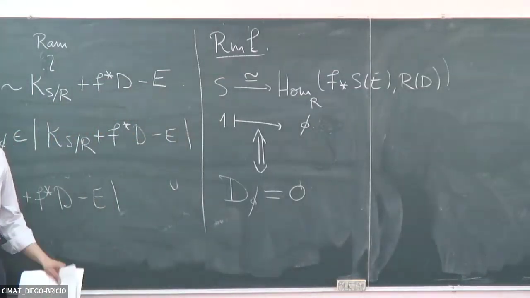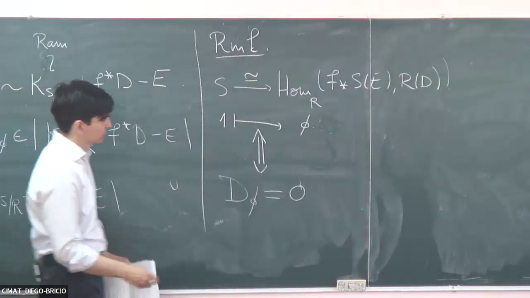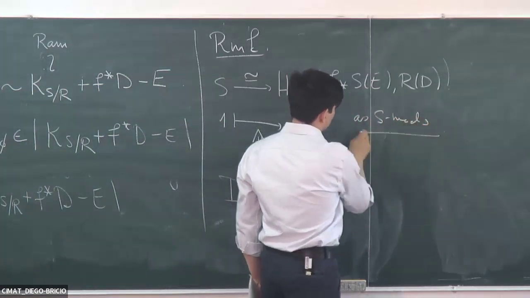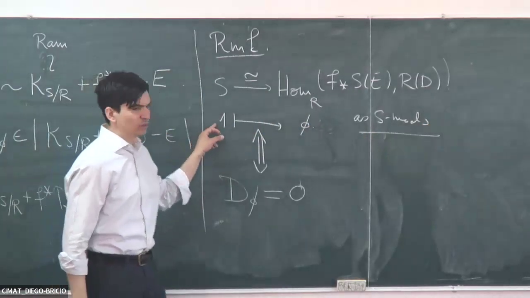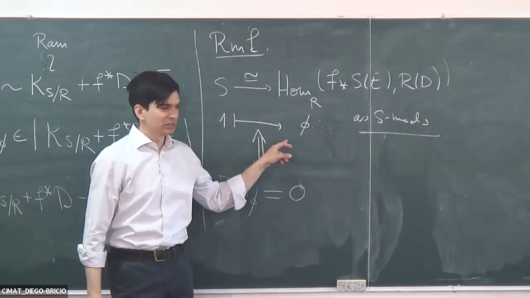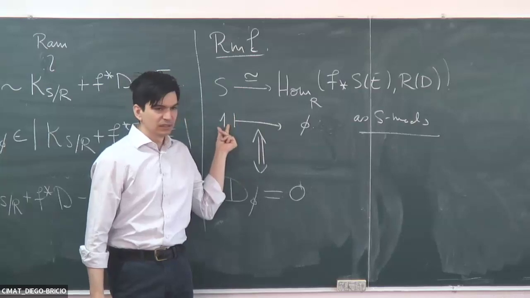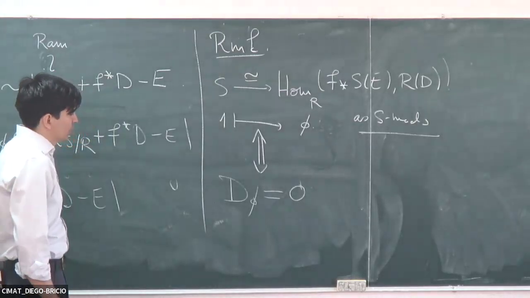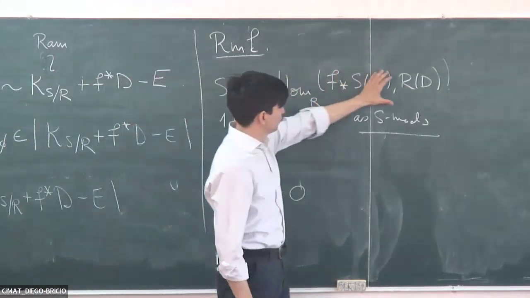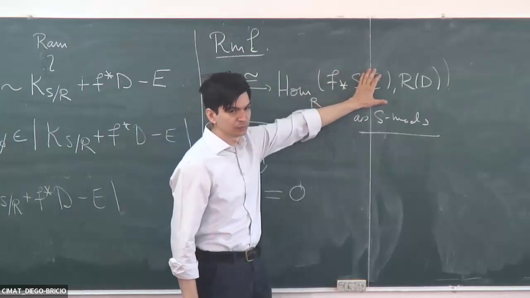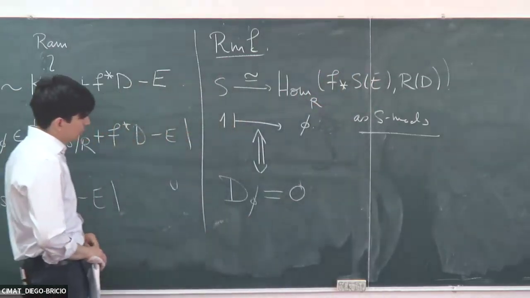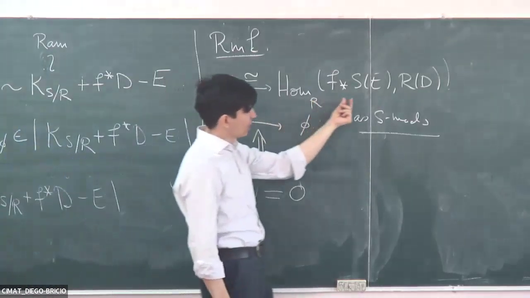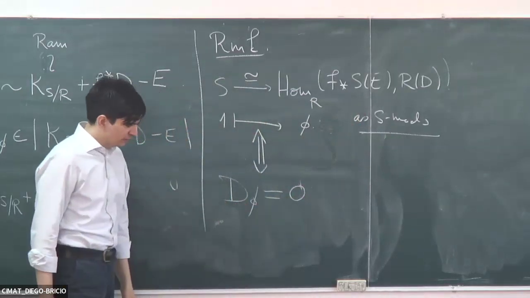So as S-modules or as R-modules? As S-modules. So in a sense, this is why I just tell you where to send 1, because since it is S-linear, it's determined by where 1 goes. So this is a section of this module as an S-module. Okay? And so phi will generate this Hom set if and only if the phi is 0.